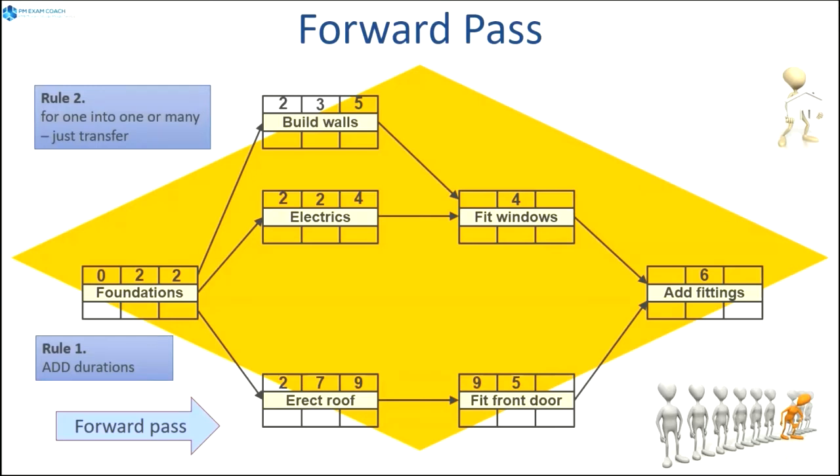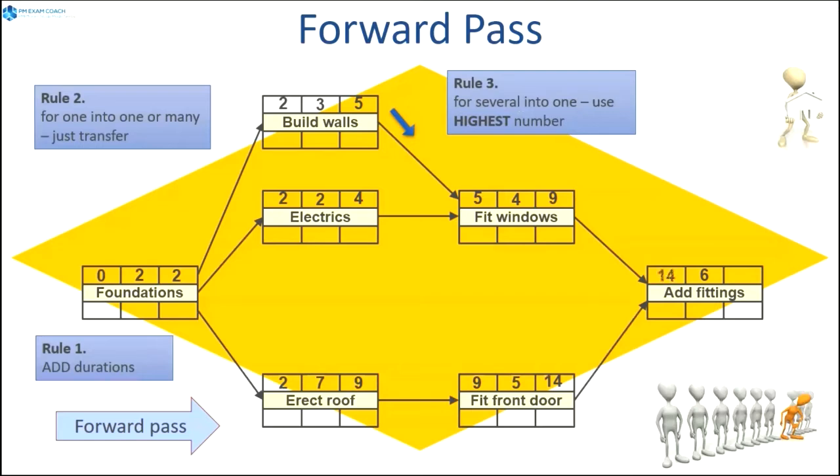Up top, we want to take the higher value between build walls and electrics, right? The highest number. So we are going to use 5. All right, and 5 plus 4 is 9, and down below, 9 plus 5 is 14. So now which one's going to go to add fittings? Is it going to be 9 or is it going to be 14? The bigger one, of course, 14, and then 14 plus 6 is 20.